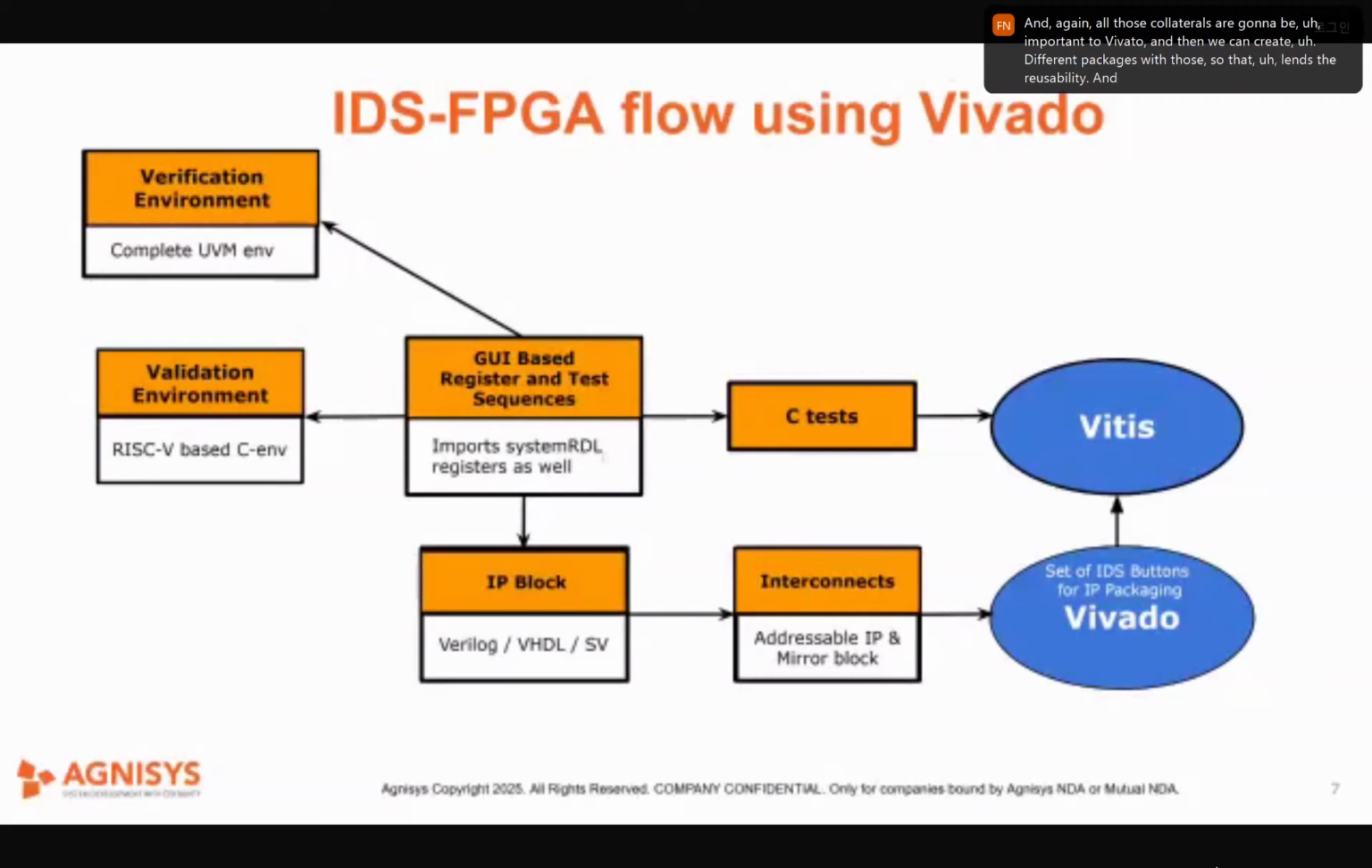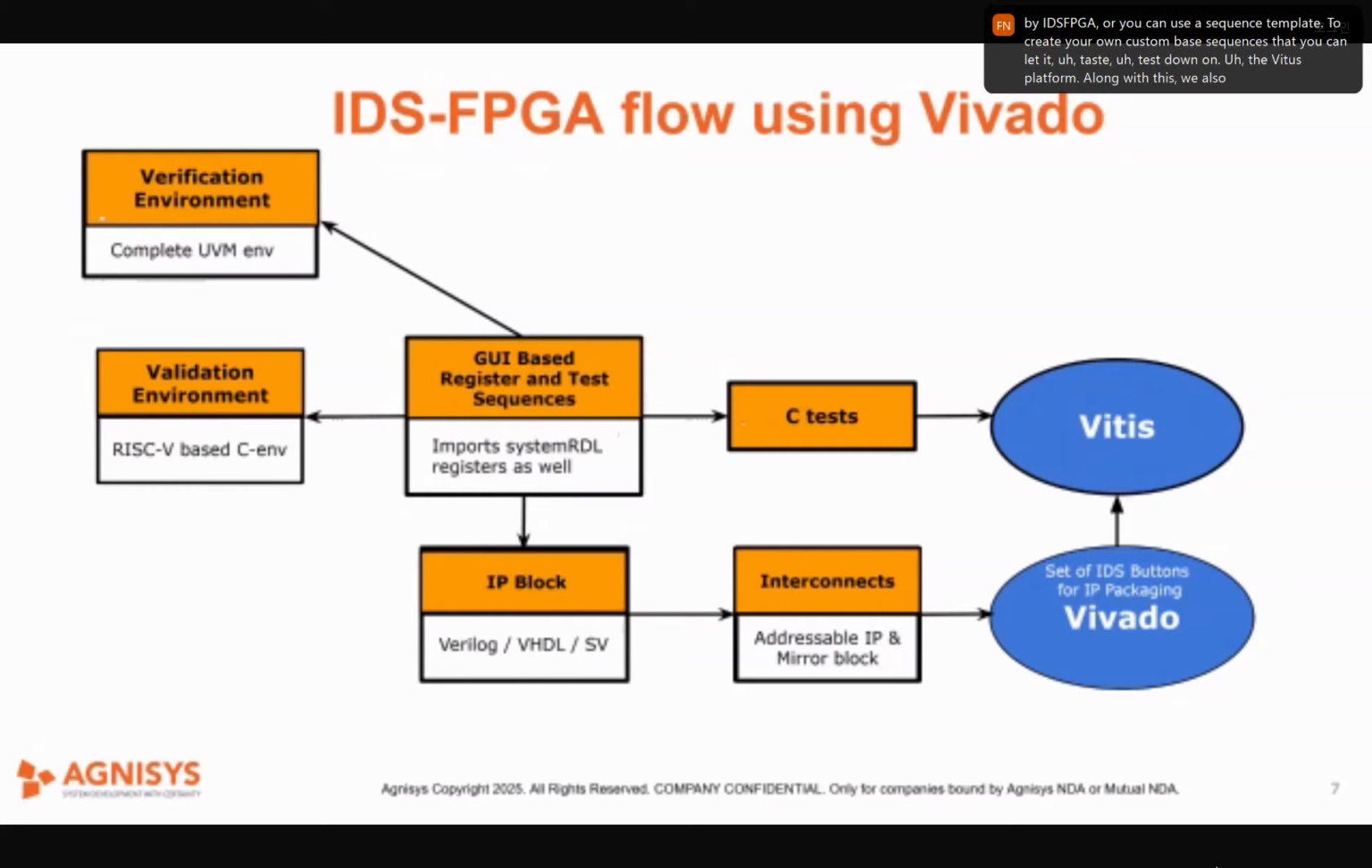And again, for later validation, after everything's part of Vivado, we can export that and create our XSA file, and then we can move that into Vitis. Another cool thing we can do from the central spec is create C tests. These can either be created automatically by IDS-FPGA, or you can use a sequence template to create your own custom sequences that you can test on the Vitis platform.